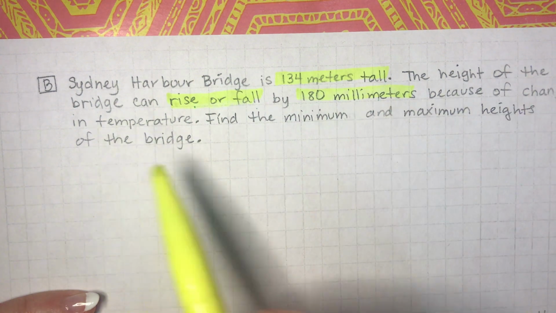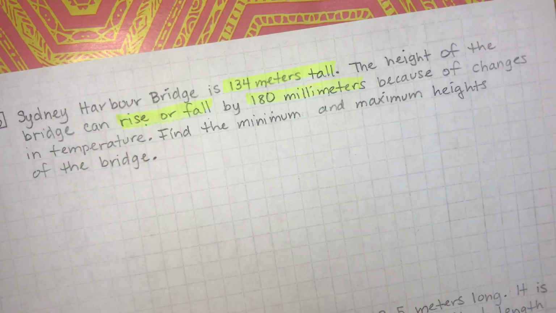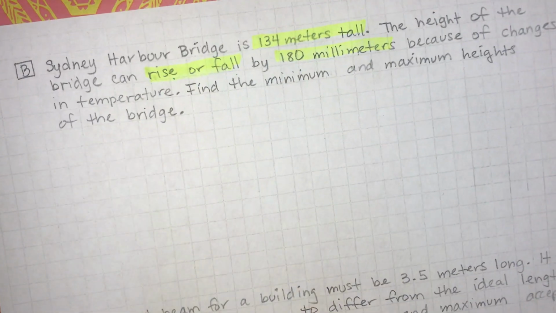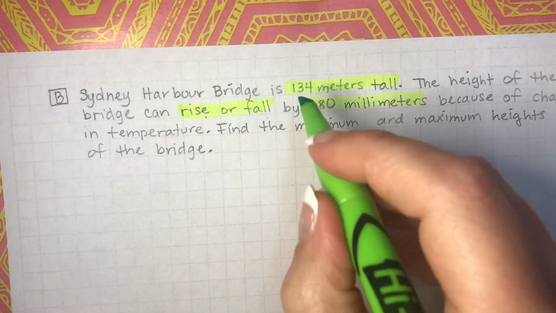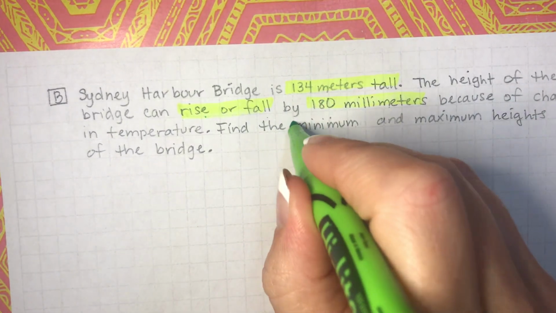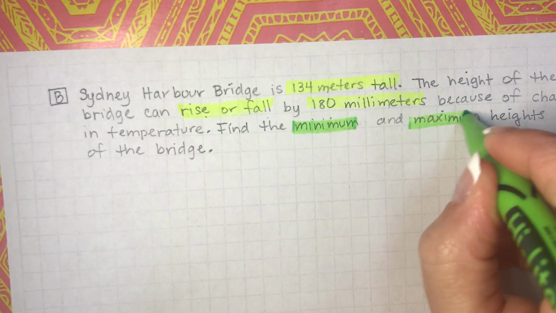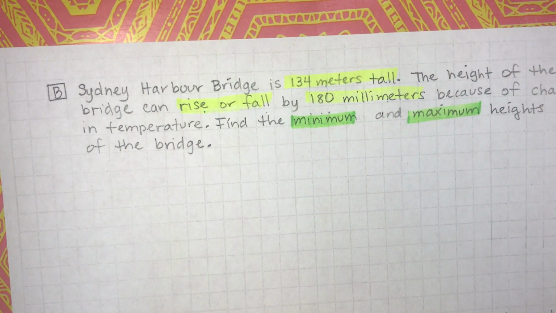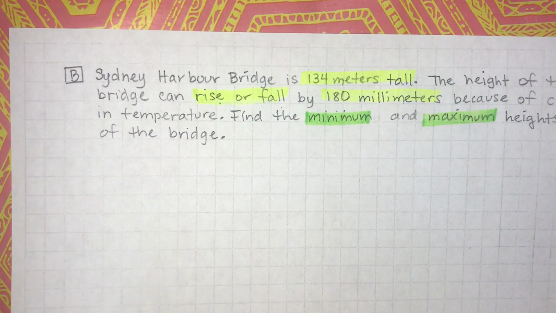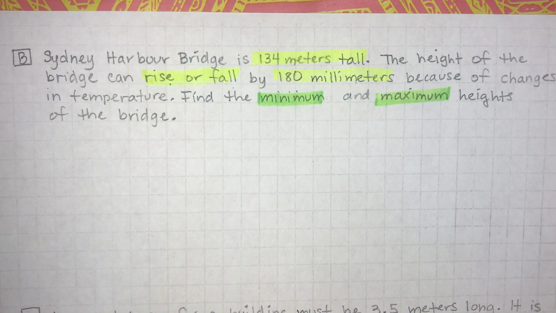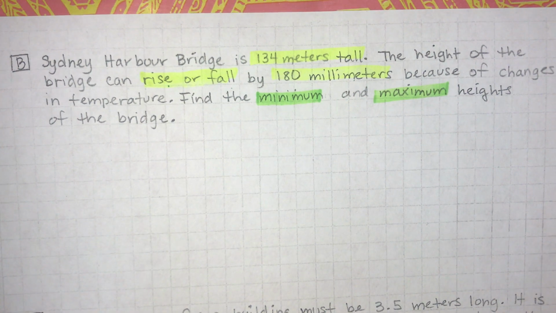because of the changes in temperature. Find the, what do we have to do? The answer is the minimum and maximum. Find the minimum and maximum heights of the bridge. So that's what we're trying to do. Find the min and the max. All right, cool. We can do that. So let's go for this. Let me get this problem kind of centered for you. Okay. So think about it.